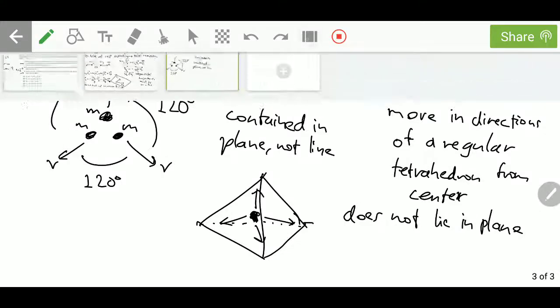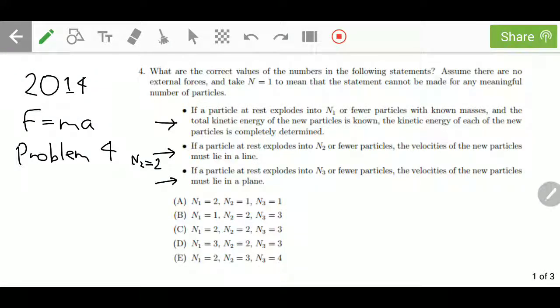And thus, for 4 particles, the velocities do not need to lie in a plane. And thus, we have n3 equals 3. And so now, how about n1?